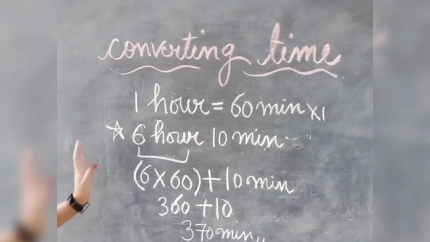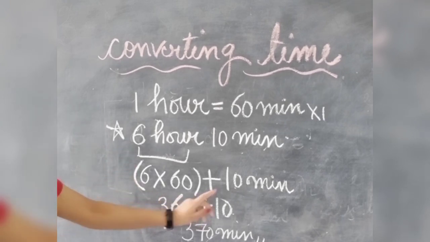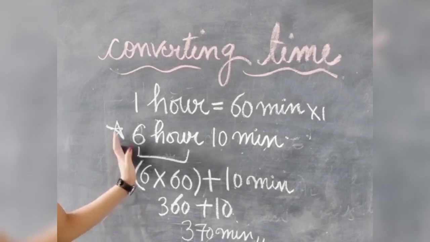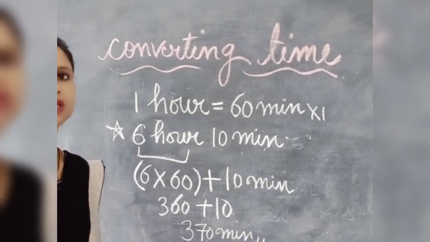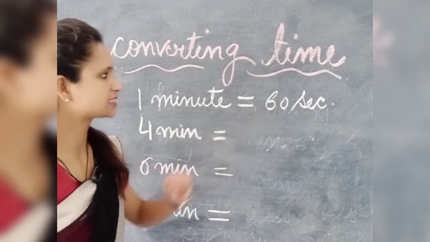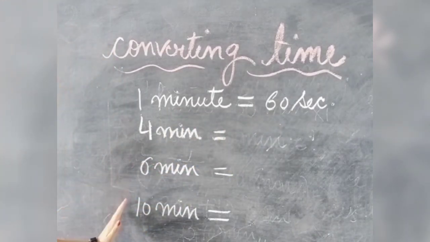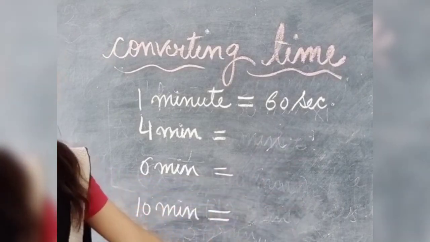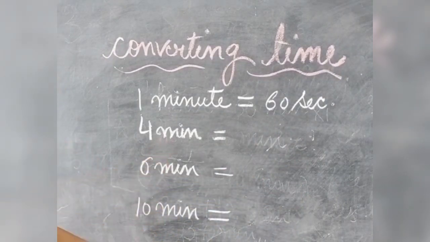Simple. Only convert this one and put the sign of addition and then add these two numbers and you will get the conversion, 3670 minutes. Now you know 1 minute is equal to 60 seconds. Now you have to convert these minutes into seconds.